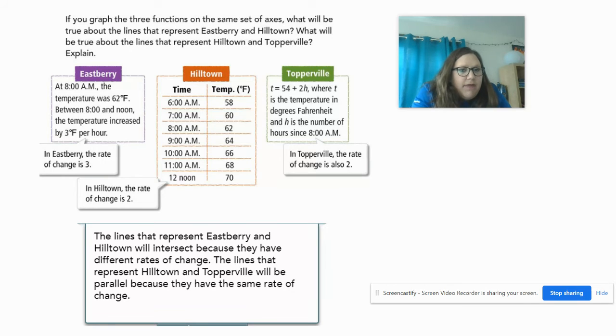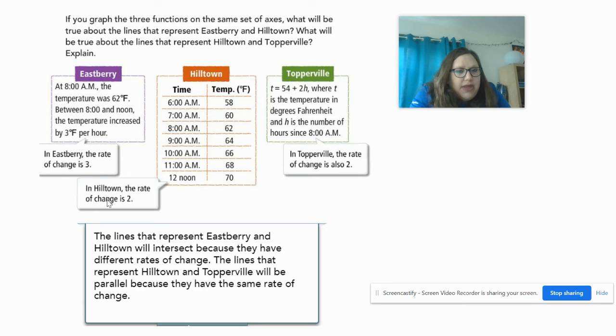All right. If you graph these three functions on the same axes, what would be true about the lines that represent Eastbury and Hilltown? So Eastbury and Hilltown, and one has a change of 3, one has a change of 2. So those lines would intersect at some point or cross at some point because they are not parallel. They don't have the same slope.